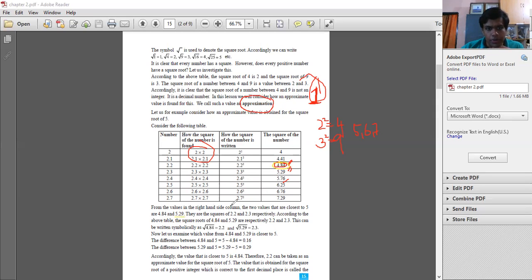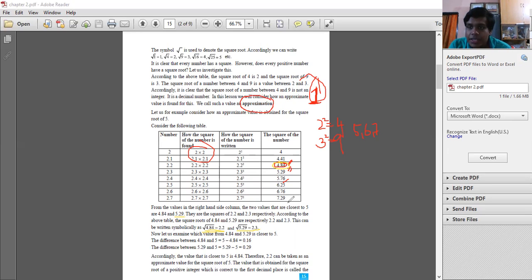4.84 and 5.29 are the squares of 2.2 and 2.3 according to the above table. This can be written as: when you take the square root of 4.84, the answer is 2.2. When you take the square root of 5.29, the answer is 2.3. Now let us examine which value from 4.84 and 5.29 is closer to 5.